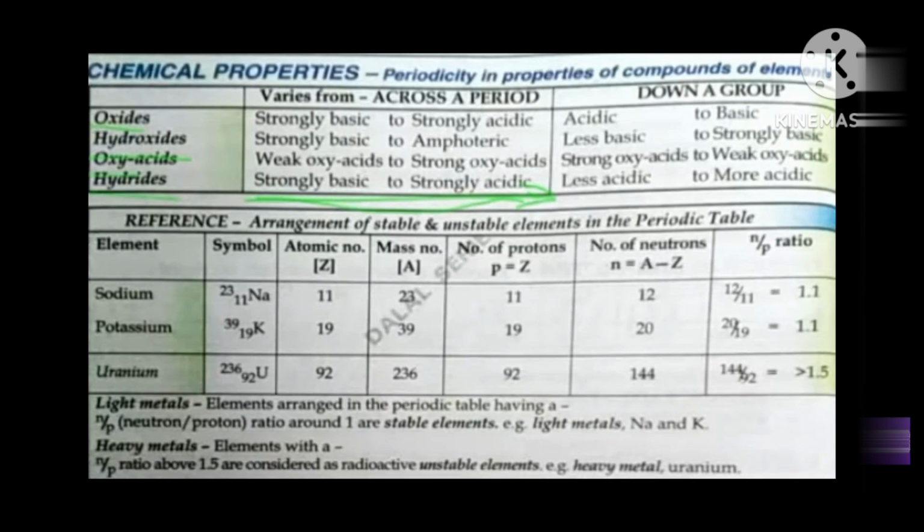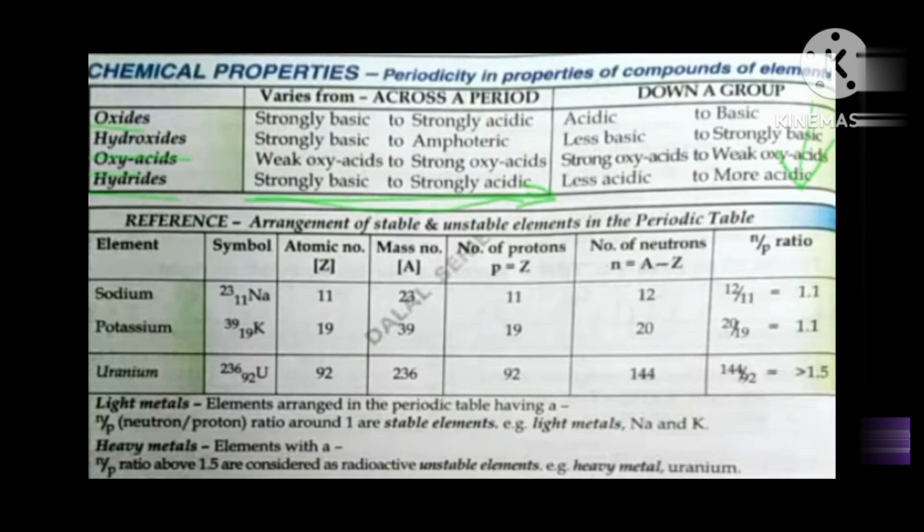And down a group, oxides go from acidic to basic, hydroxides go from less basic to strongly basic, oxyacids go from strong oxyacids to weak oxyacids, and hydrides go from less acidic to more acidic. So across a period and down a group, how oxides, hydroxides, oxyacids and hydrides behave is important.